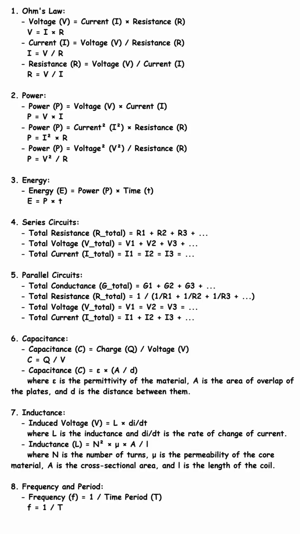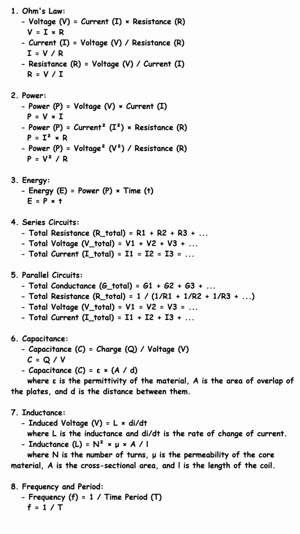We start with Ohm's law, which shows the basic relationship between voltage, current, and resistance in an electrical circuit. According to this law, voltage is equal to current multiplied by resistance, written as V equals I times R. If you know the voltage and resistance, you can find the current using I equals V divided by R. Similarly, to find resistance, use the formula R equals V divided by I.